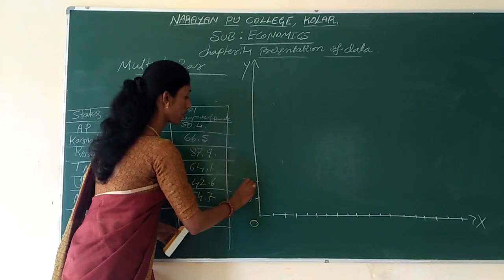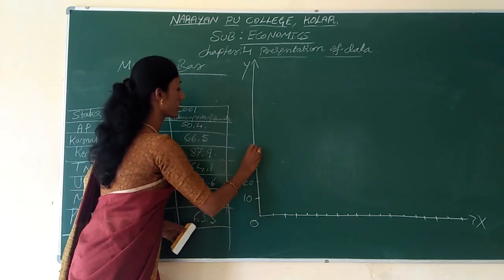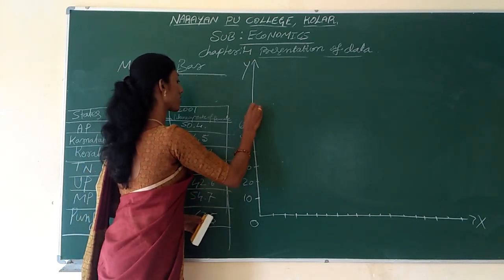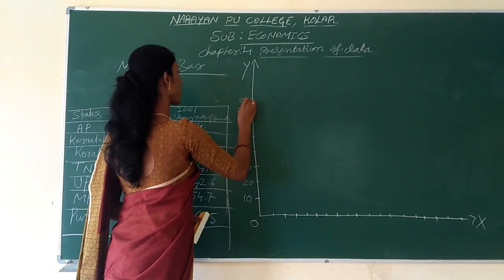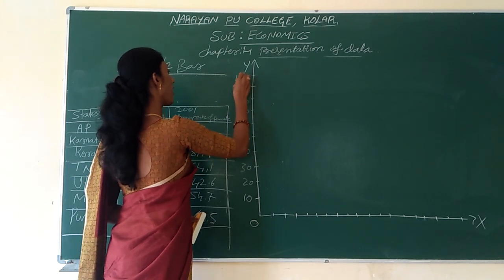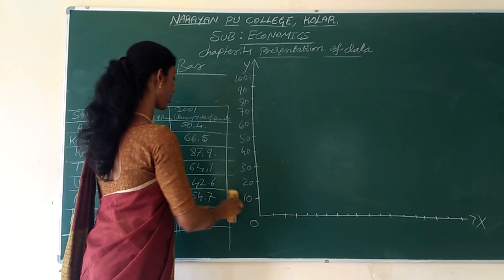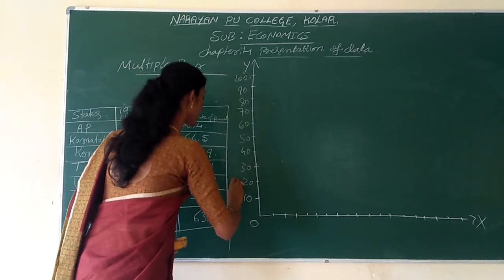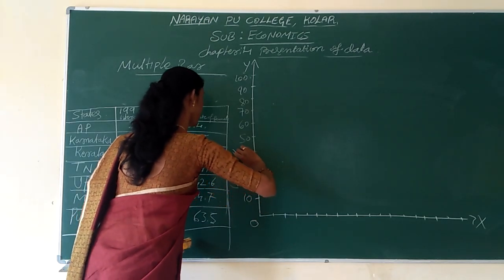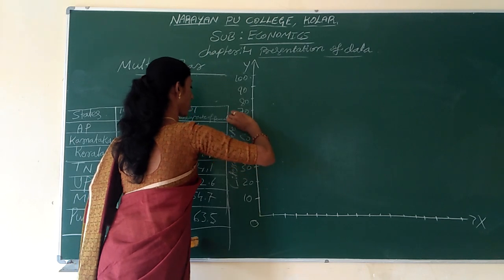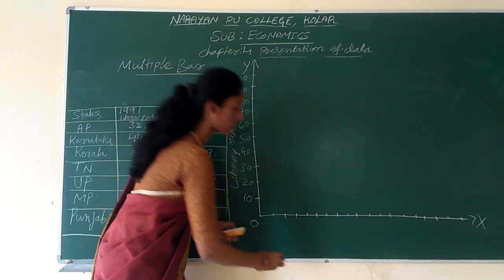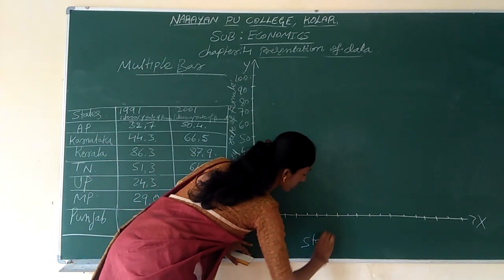10, 20, 30, 40, 50, 60, 70, 80, 90, and here we are measuring the literacy rate of female, and on the x-axis, states.